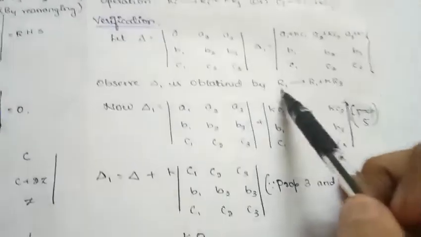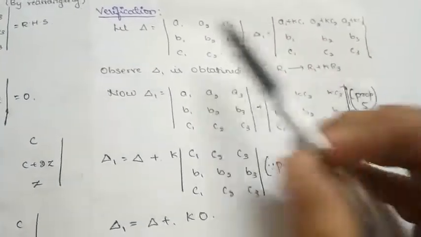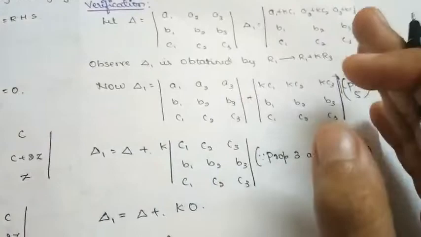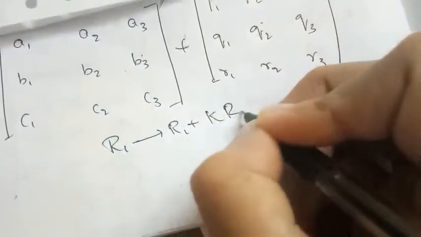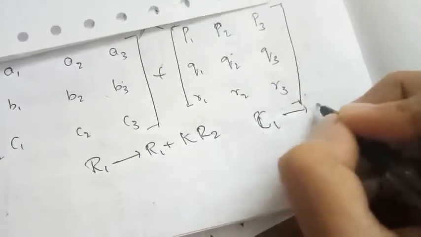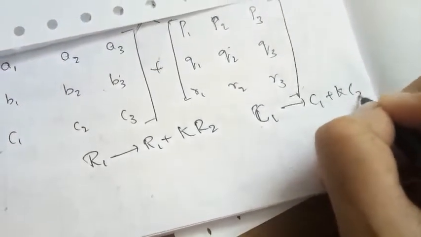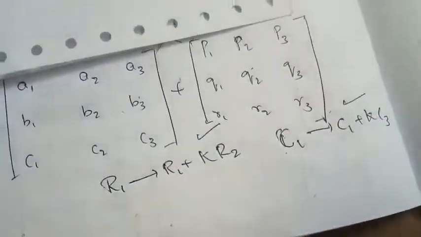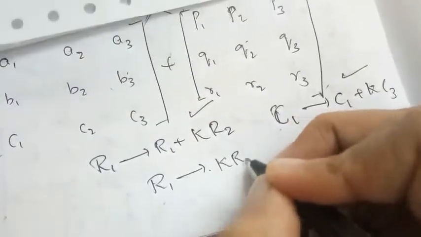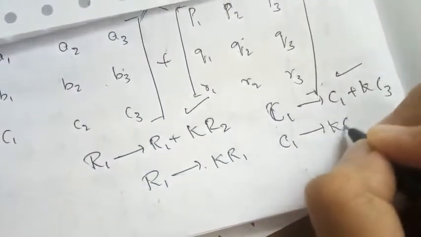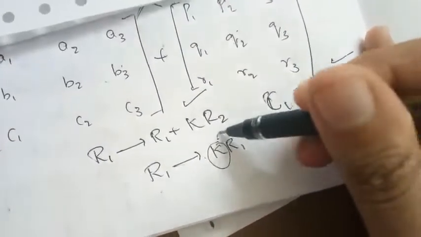So by applying this type of row operation, the determinant value does not change; it remains as it is. So we can apply row operations like R1 implies R1 plus K times R2, or C1 implies C1 plus K times C3. This type of operation is okay, but we can't apply an operation like R1 implies K times R1 or C1 implies K times C2, because we know that if we multiply a scalar to a row, then the value of the determinant becomes what?